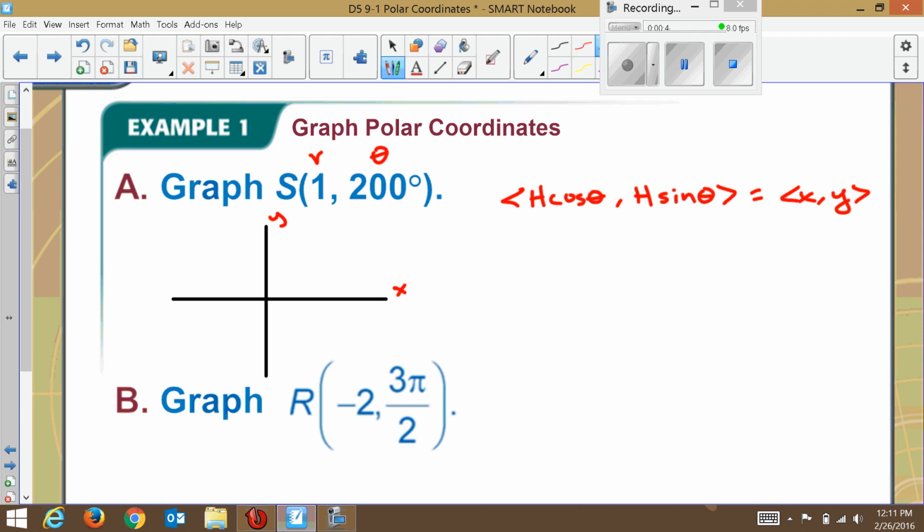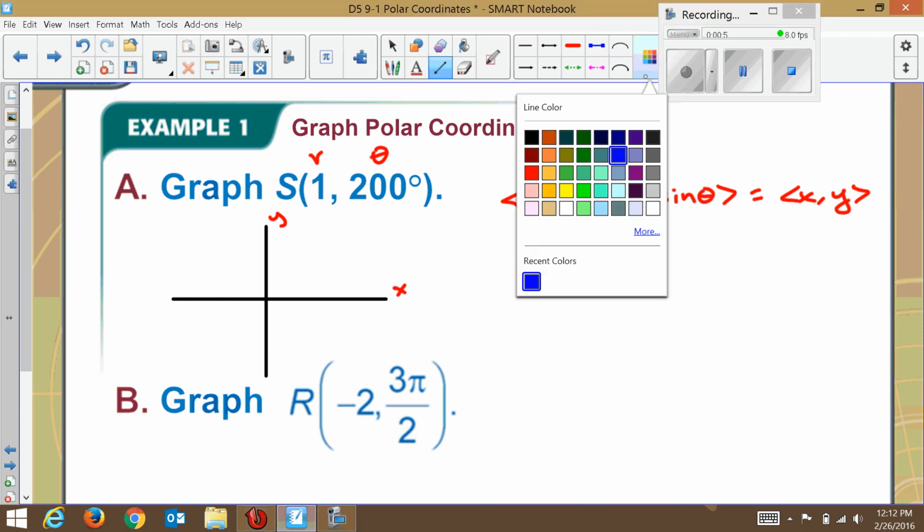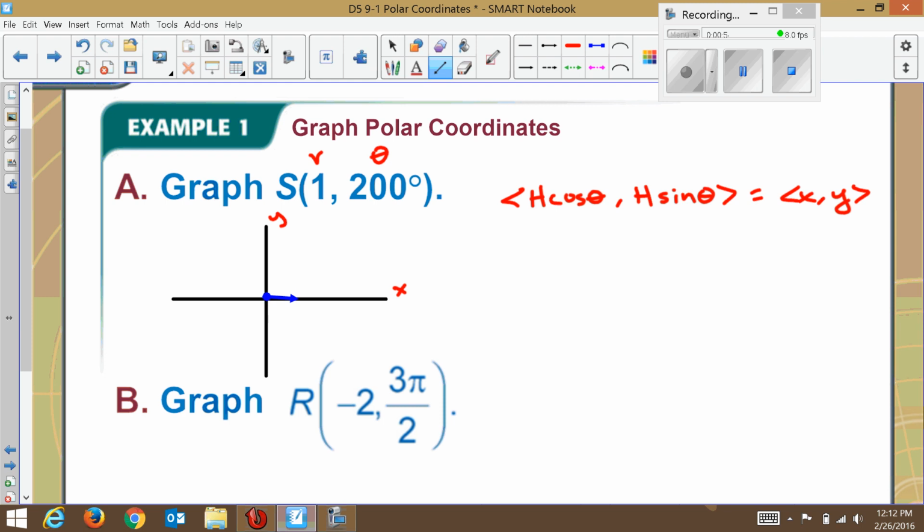If I want to graph this, it tells me to take a line that's 1 unit long and take it 200 degrees. So if I started here, it's 1 unit long, and it would go 200 degrees. That's 90. There's 180. So we just passed it like that. This point here, if it was 1 unit long, would be represented at 200 degrees. So we put the point there, and this would be point S. S is 1 unit away at 200 degrees.